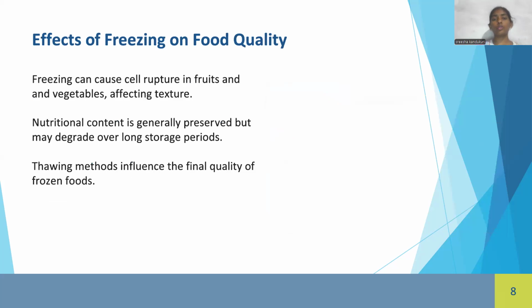Effects of freezing on food quality. So there are some disadvantages and effects regarding freezing on food quality. Freezing can cause cell rupture in fruits and vegetables, affecting texture. Nutritional content is generally preserved but may degrade over long storage periods. Thawing methods influence the final quality of frozen foods.